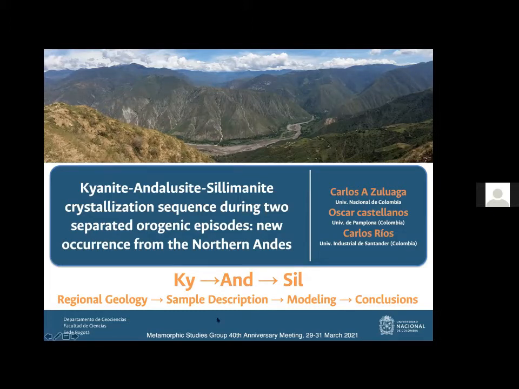I'm going first to show you a brief summary of the regional geology, then I'm going to show you some sample descriptions, followed by modeling, and finally by conclusions.